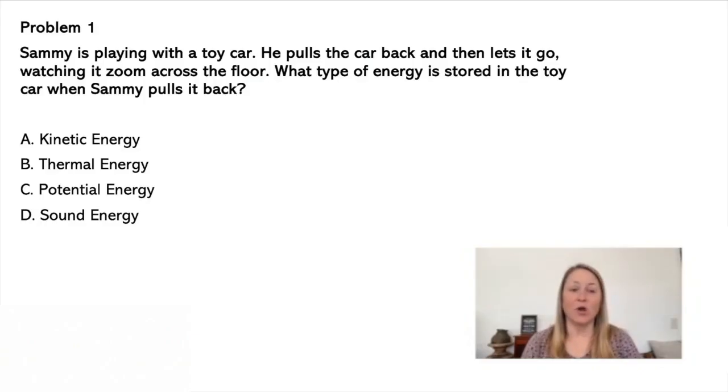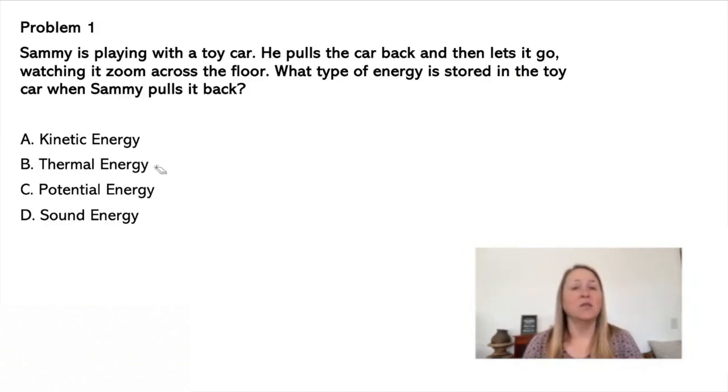Sammy is playing with a toy car. He pulls the car back and then lets it go, watching it zoom across the floor. What type of energy is stored in the toy car when Sammy pulls it back? So option A is kinetic energy. That's the energy in motion. The toy car will have kinetic energy once Sammy releases it and it starts moving.